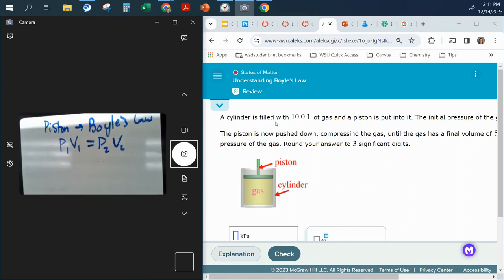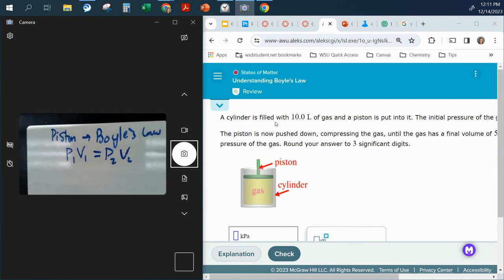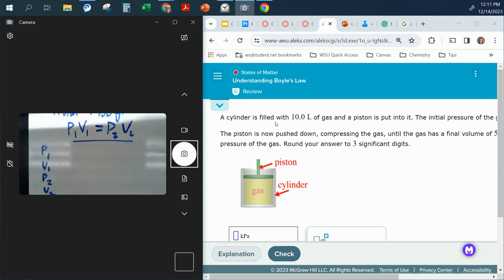So what we need to do is read the problem, see what we have, and see what we're trying to find. What I like to do is write my equation, and then write out P1V1, P2V2 values. So let's read the question. It says, a cylinder is filled with 10 liters of gas. So what's that number? Volume, our initial volume, V1, 10 liters. How many sig figs does that have? Good. Make sure you're checking that as we go.